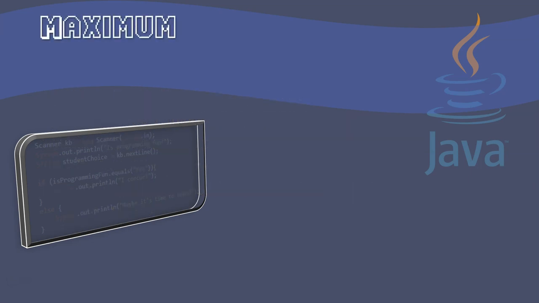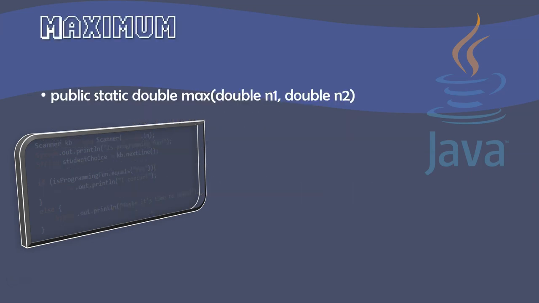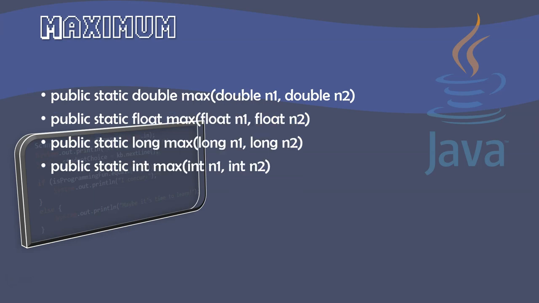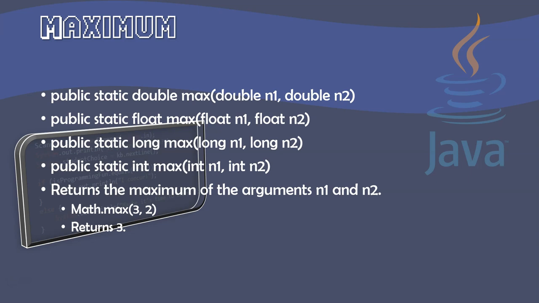Similarly, we can use maximum, the same approach. You can see we have a double, a float, a long, and an int. Again, both of these are taking in two arguments, and it's going to calculate whichever one is larger. So if I plug in 3, 2, it's going to, in this case, return 3.